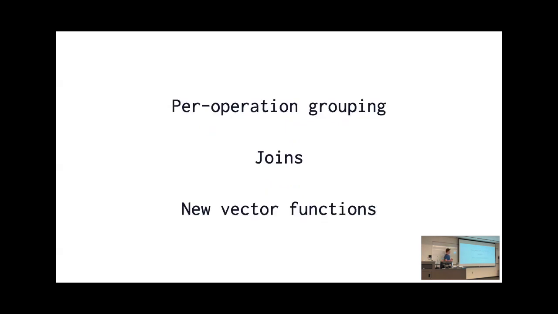So with dplyr 1.1, these are the three big topics that we're going to cover today. This new idea called per-operation grouping. We're going to talk about all of the new join enhancements that we've made. We've rewritten the joins from the ground up. And then we're going to talk about these new vector functions, which are just a grab bag of new things in dplyr that are column oriented.